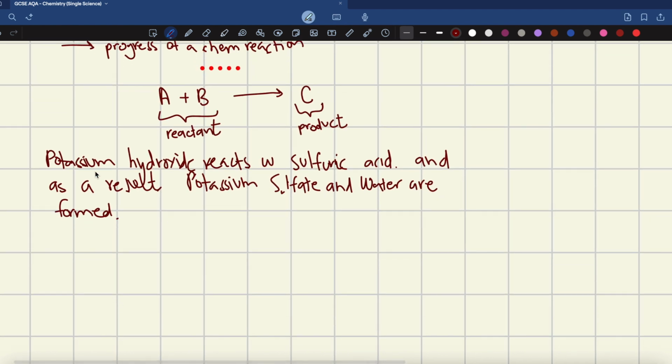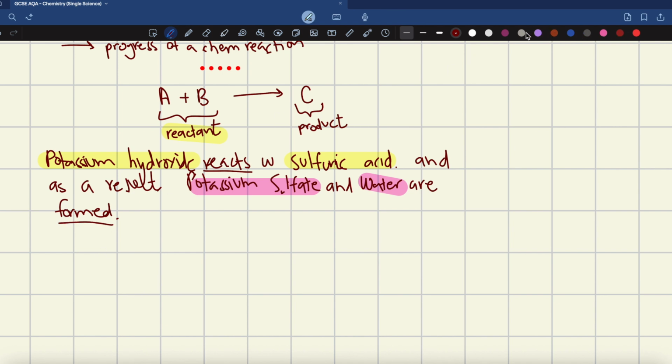They've told us that potassium hydroxide is reacting with sulfuric acid. Does this not help tell me that this is most probably a reactant? Because they've used the term reacts, right? So this tells me that potassium hydroxide and sulfuric acid most probably definitely are the reactants. And what are they forming? As a result, potassium sulfate and water are formed. So because they've used the term form, this tells me that this is the product.